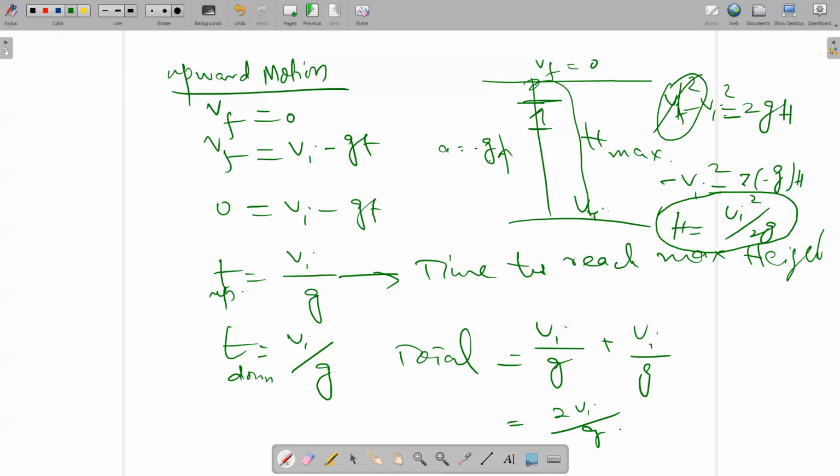So this is the vertical motion. Either the body is moving down or it is moving up, you can apply these equations of motion frequently and very easily. So in this way, you can solve your problems. Yes, if you have any question, you can ask me.